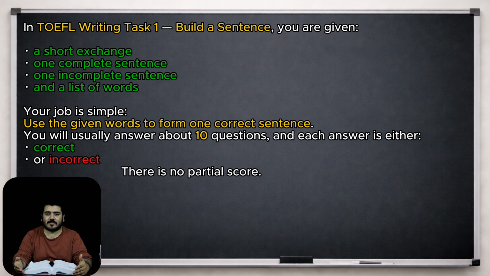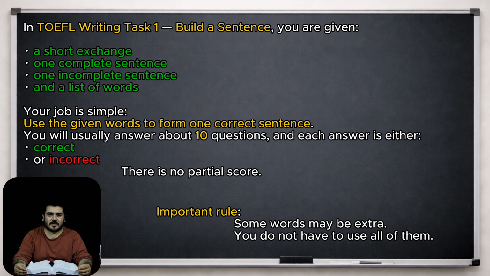In TOEFL Writing Task 1, Build a Sentence, you're given a short exchange: one complete sentence, one incomplete sentence, and a list of words. Your job is simple. Use the given words to form one correct sentence. You'll usually answer about 10 questions, and each answer is either correct or incorrect. There is no partial score. Important rule: some words may be extra. You don't have to use all of them.